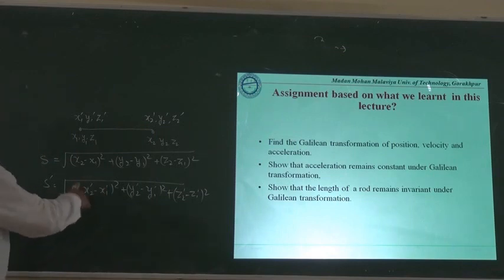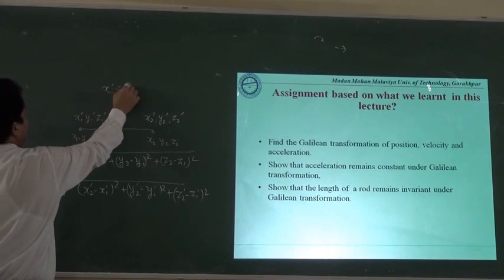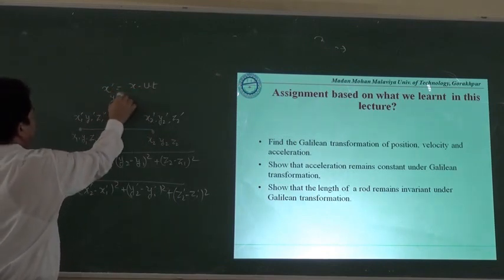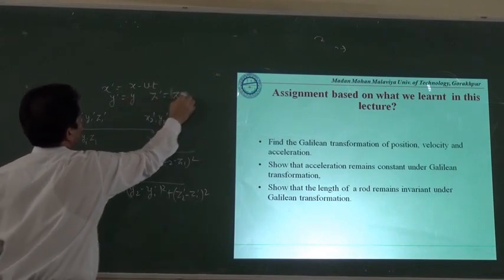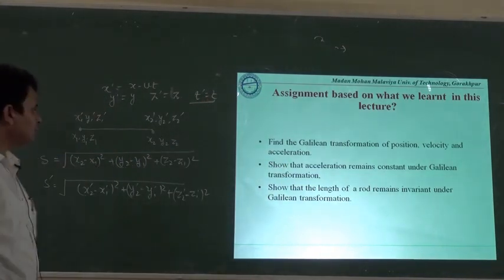And we have the transformation equations, which Galileo already suggested: x dash is equal to x minus vt, y dash is equal to y, z dash is equal to z, and there is no need to transform the time coordinate according to the Galilean.